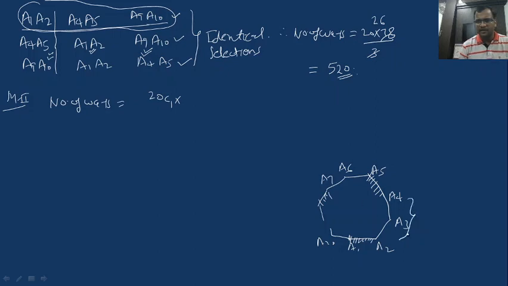And suppose there are x gaps between the first and second selected sides, y gaps between the second and third selected sides, and z gaps between the third and first selected sides. Okay, we have selected three sides out of the 20 sides. Therefore, the number of gaps is what? Number of gaps is actually 17.